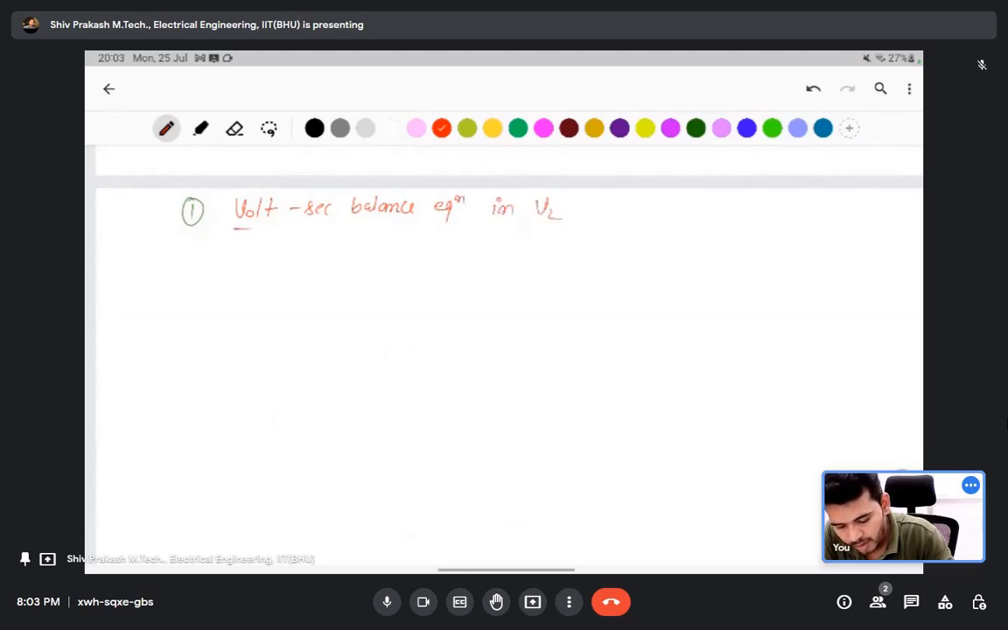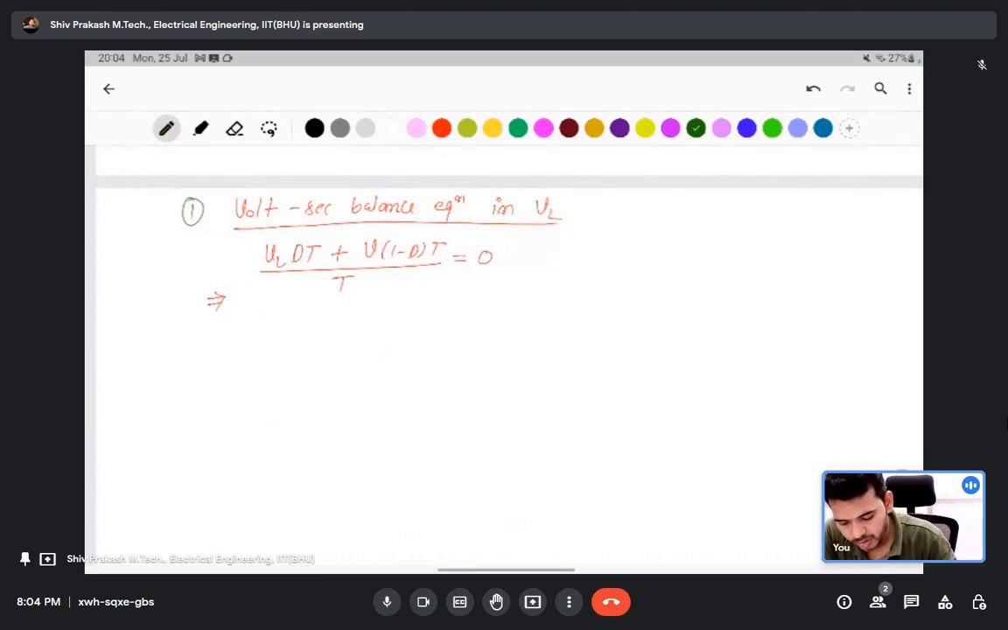Inductor voltage, volt-second: what does volt-second say? Volt-second balance means the charge and discharge voltage is 0. It means the average voltage across the inductor is 0, and the average current across the capacitor is 0. That is, VL in the on time, DT, plus VL in the off time, (1 minus D)T, averaged over the total time period, is equal to 0. This is the volt-second balance equation.